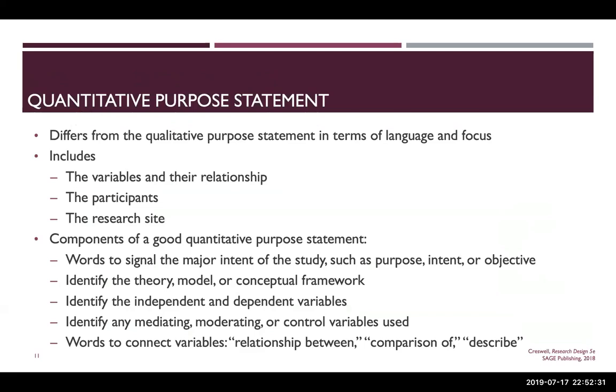When you have a quantitative purpose statement, it's a little bit different in that it's more concrete, more quantitative, of course, and you're going to identify the variables and their relationship, who the participants are, and the research site. You're going to want words that really indicate what's going to happen in the study. If there's a theory, which most quantitative research does have, a theory or model, you want to identify the independent or dependent variables, and if there are mediating, moderating, or control variables, what are those?